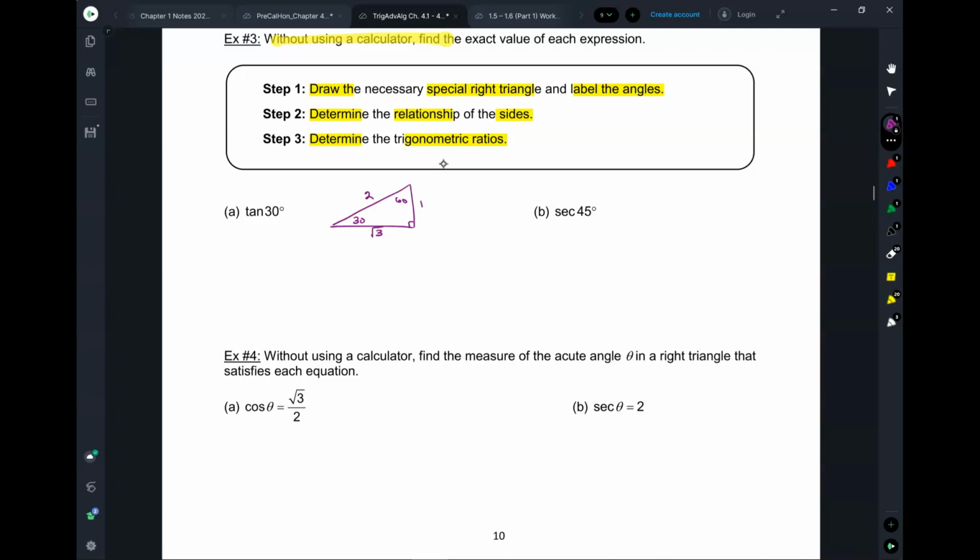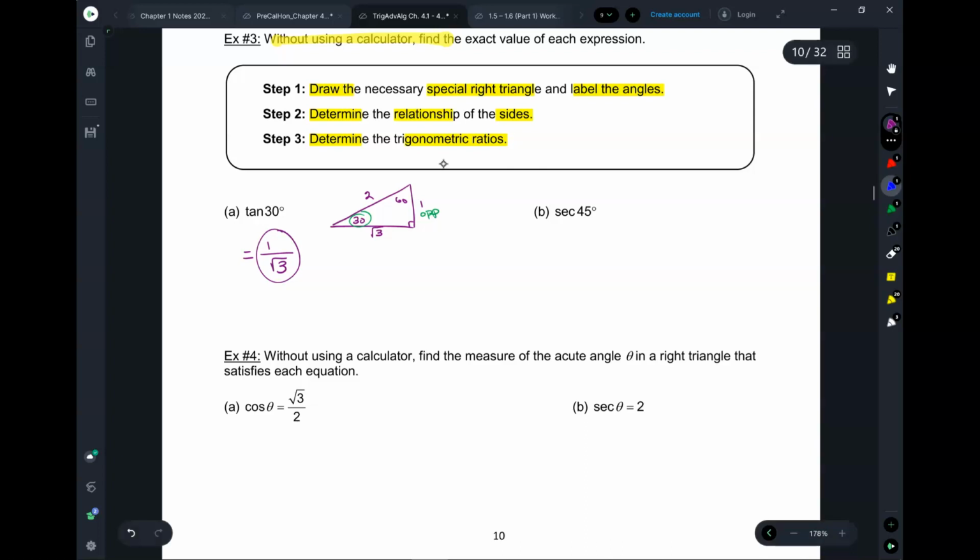So this is how your 30, 60, 90 triangles are always going to look. Now, since we're looking for the 30-degree angle, this is the opposite, right? Tangent of 30 is opposite over adjacent, 1 over root 3. And that's it. That's your answer.